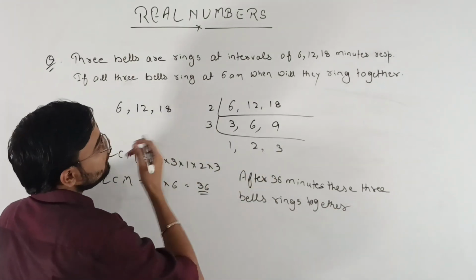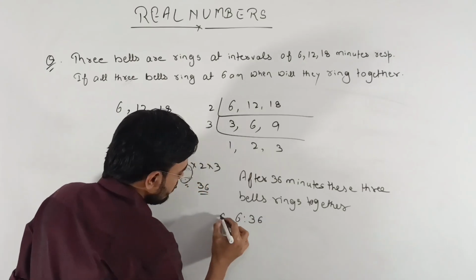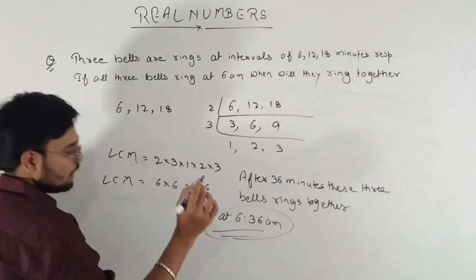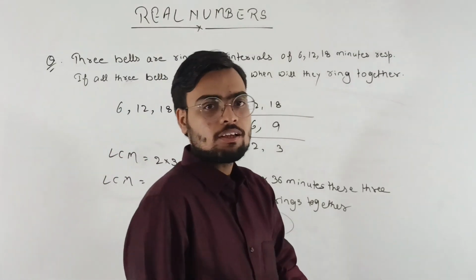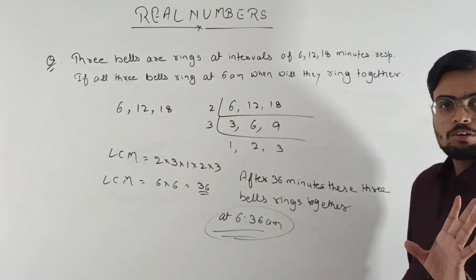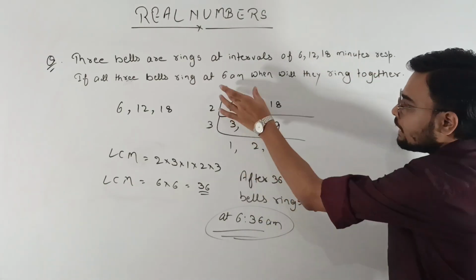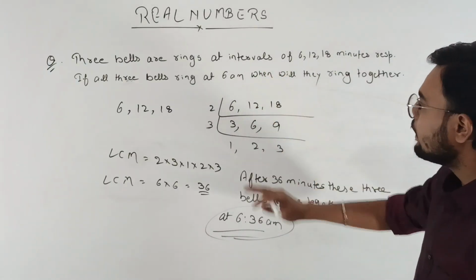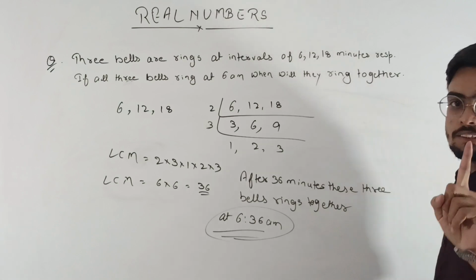After 36 minutes, first time 6 am, then at 6:36 am they ring together. Understood? Again look, what is the question? There are three bells which ring at intervals of 6, 12 and 18 minutes. At 6 am in the morning these three bells ring at the same time. The question asks at what time these three bells will ring at the same time again.